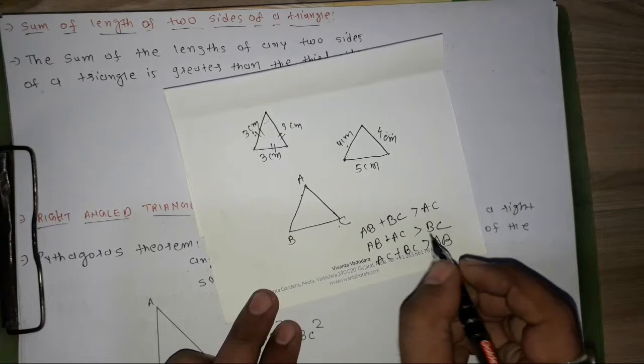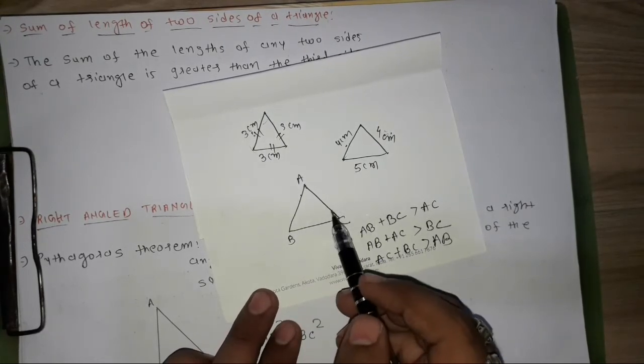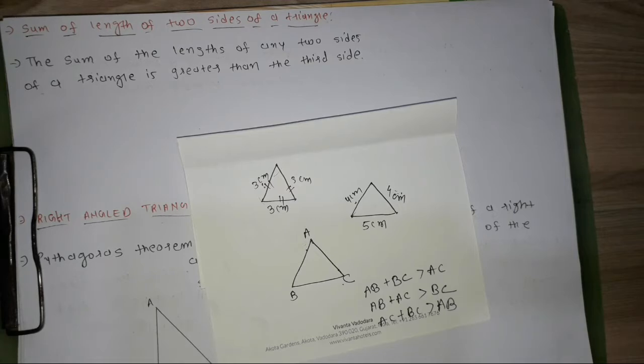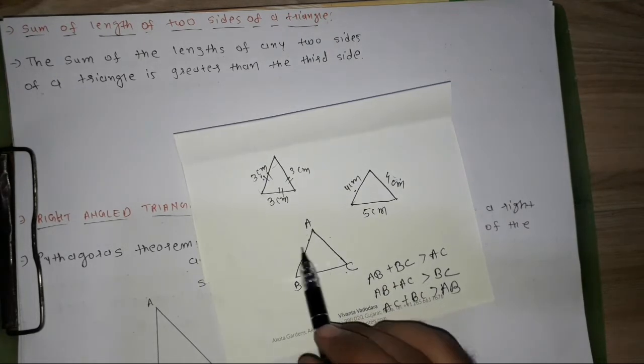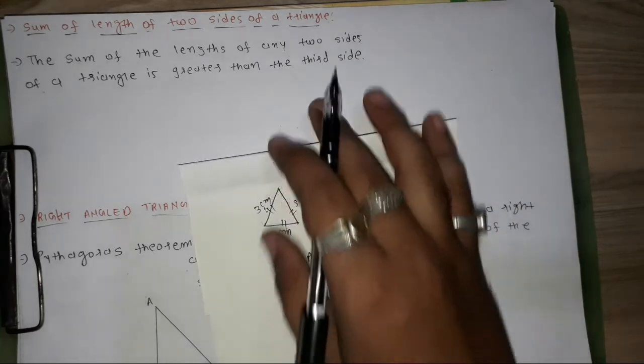So in the triangle, the measurement of two sides is greater than the third one. Please keep this in your mind. In an exam, the question may be like: check the sides of a triangle, whether the given two sides are greater than the third one or not, or whether the given figure is a triangle or not. So in any triangle, the measure of two sides is greater than the third one.